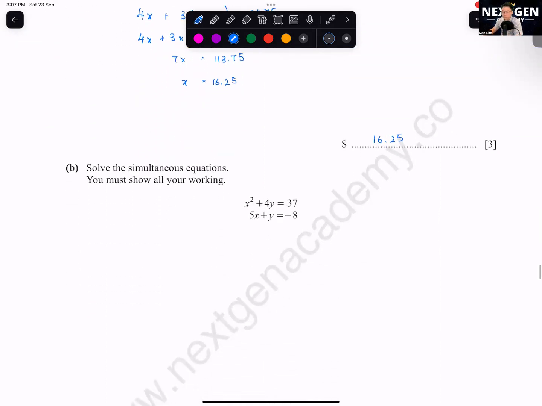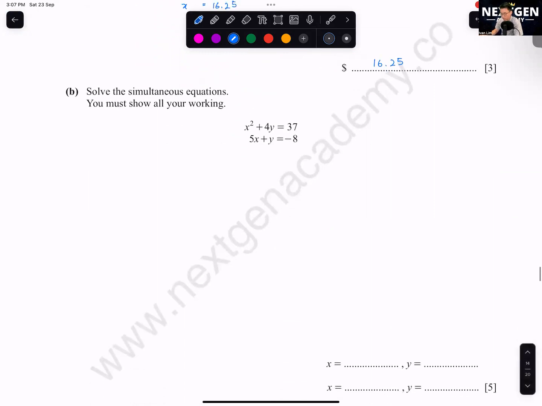Okay, question B. Solve the simultaneous equations. Okay, this is a 5-mark question. Okay, you wrote 16.3. Don't write 16.3. Money got 2 decimal places, right? Money got 2 decimal places. In fact, the answer scheme says if you write 16.3, they minus 1 mark. So just remember money you got 2 decimal places.